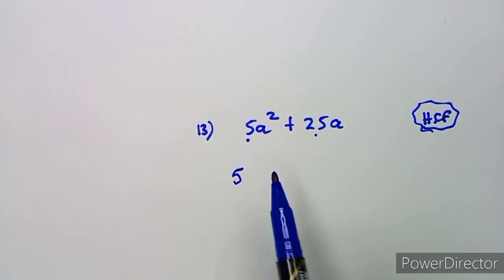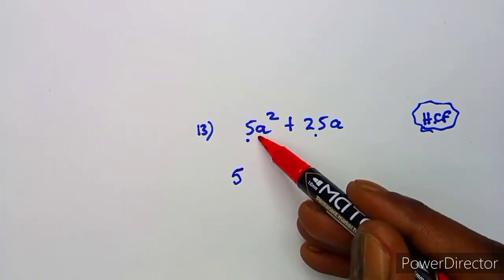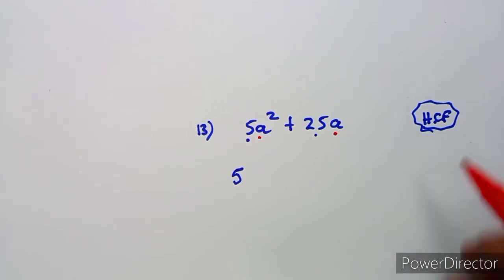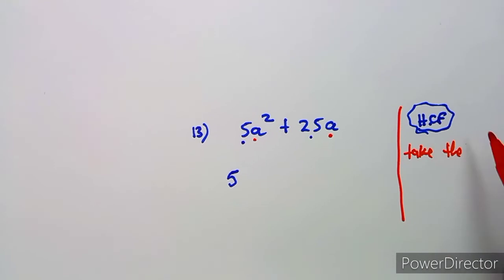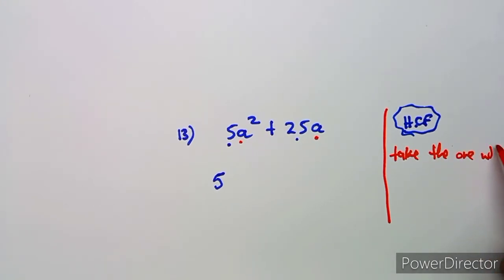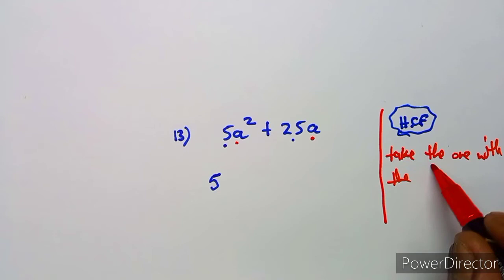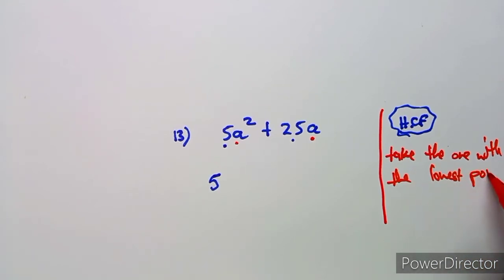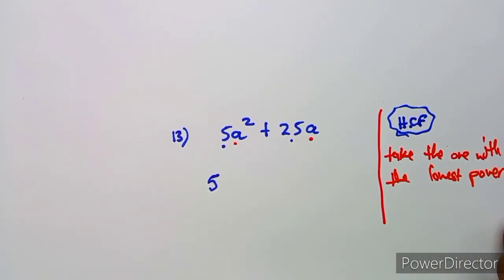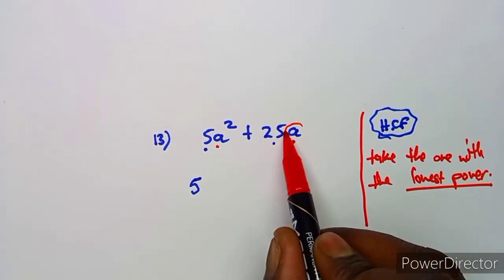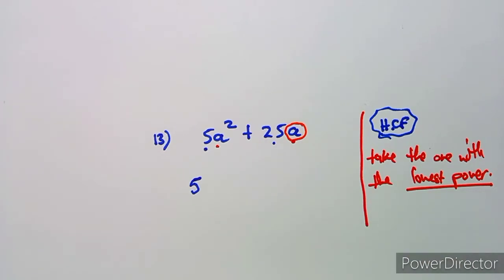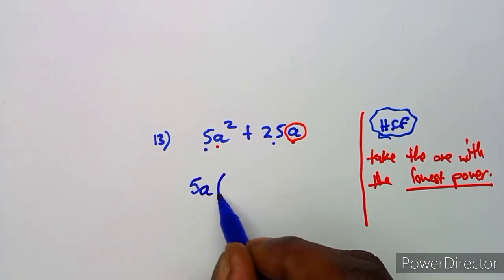Okay, so how can I locate the highest common factor when I am given letters like this? I've been given a squared and this is a. You take the one with the lowest exponent, the one with the lowest power. All right, that is your highest common factor. It must be common and have the lowest power. And here we are talking of a, that is the one with the lowest power. So that is your highest common factor. So it's going to be 5a.